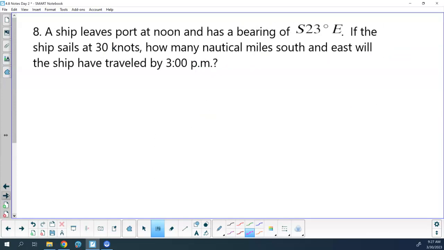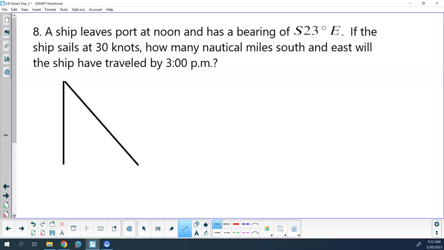One more. Okay. Shipleysport at noon has a bearing of south 23 degrees east. If the ship sails at 30 knots, how many nautical miles south and east will the ship have traveled by 3 p.m.? Go for it. So we're south, and then we're 23 degrees east. So we are 23 degrees east there.